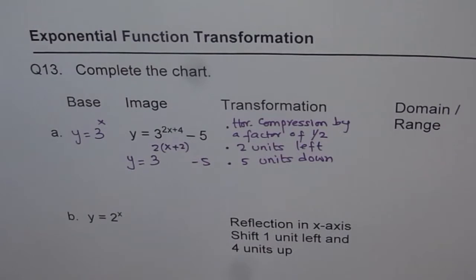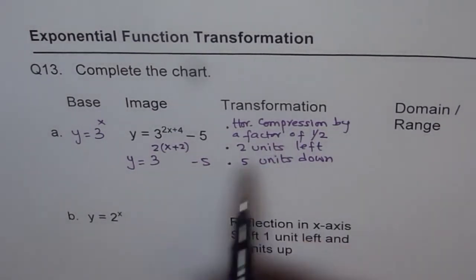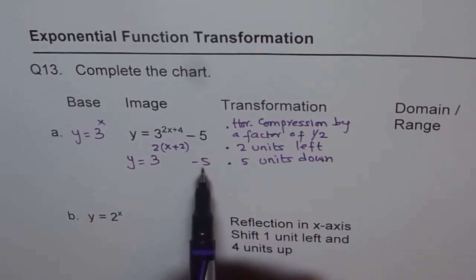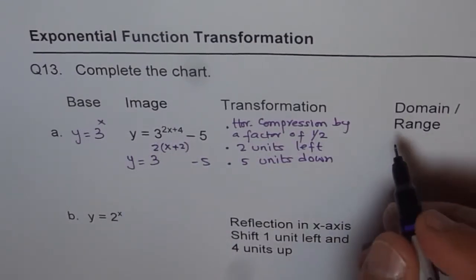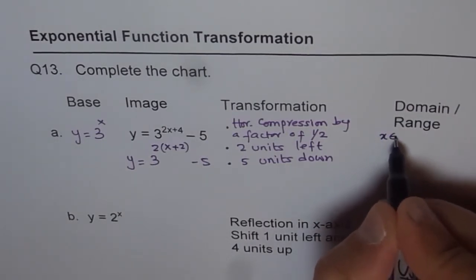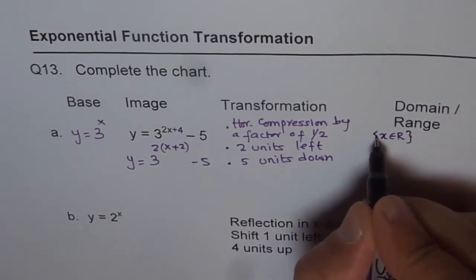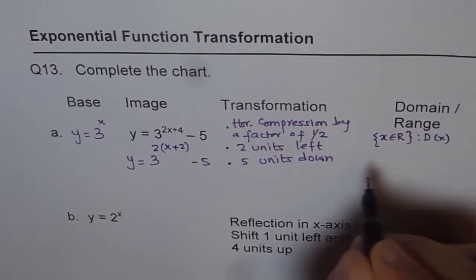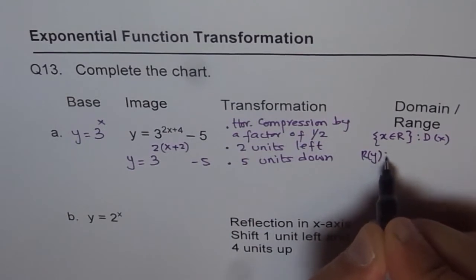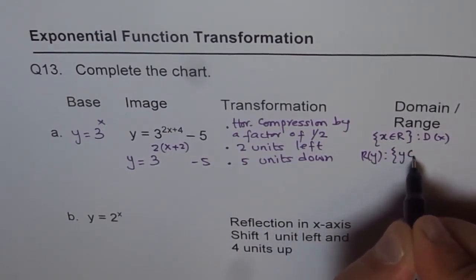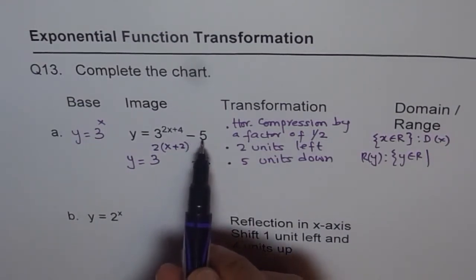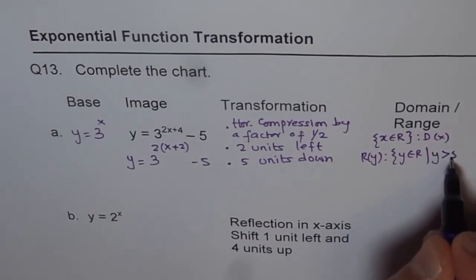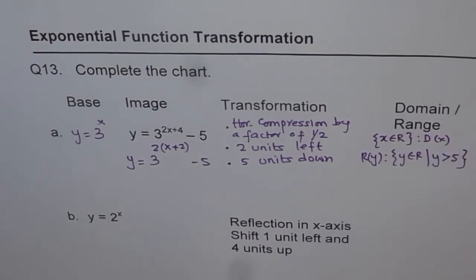As far as the domain and range is concerned, now as you can see, it has been translated 5 units down, right? And because of that, the range has changed. There is no change in the domain. Domain is all real numbers. We can always write domain is x belongs to real numbers, right? So that's your domain. Now as far as the range is concerned, let me write range as y belongs to real numbers, but what is the condition? Y is, in this case, because we move 5 units down, y is greater than negative 5, right? So that is the range for the given function.